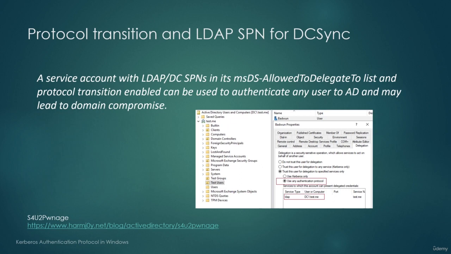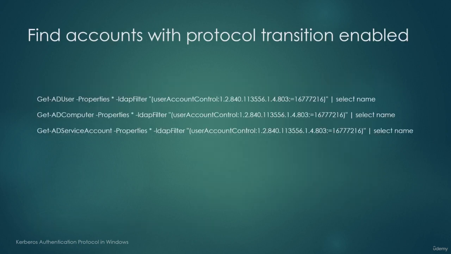Configuring a service account for protocol transition and allowing it to delegate authentication for domain controllers opens the doors for the compromise of the entire domain, as it may enable the service account to execute DCSync if it managed to get a ticket for a privileged account. You can search the domain for accounts with protocol transition enabled.